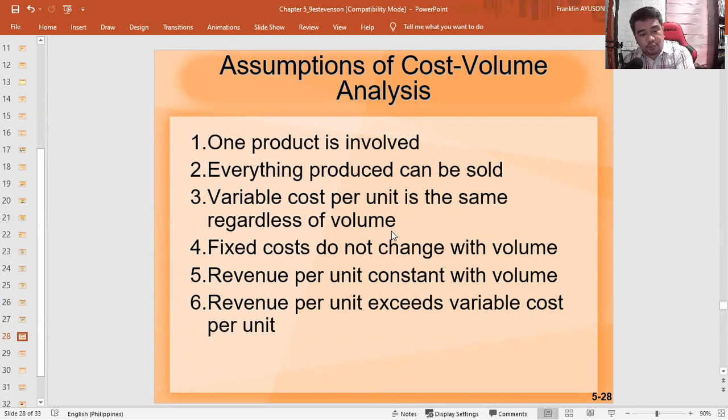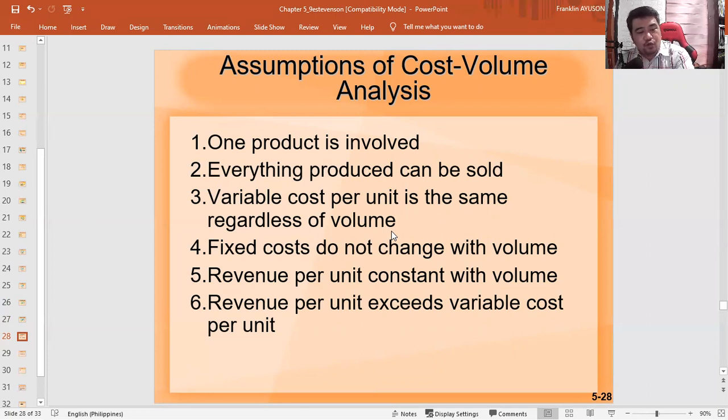Number 3, variable cost per unit is the same regardless of the volume. Again, this is an assumption. Although the variable cost, we understand that it basically decreases and increases with respect to volume increase and decrease. Number 4, fixed costs do not change with the volume. So again, it's fixed costs. Basically, this is probably the most likely of our assumptions. The fixed cost will not change. Ito yung mas realidad, no?